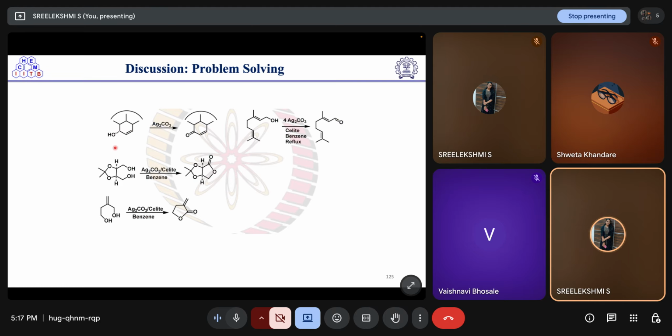So here we can see we have an allylic alcohol that is converted into this ketone. So we will be getting alpha beta unsaturated ketone. Here also this alcohol is there. This is a primary alcohol, so that is converted into the corresponding aldehyde. Here we have this diol. So as we said, diol will be converted first into lactol, and that lactol again will be converted into lactone by using the silver carbonate and silicate. Again same here, diol, so it will be converted into lactol and then lactone by this Fetizon's reagent.